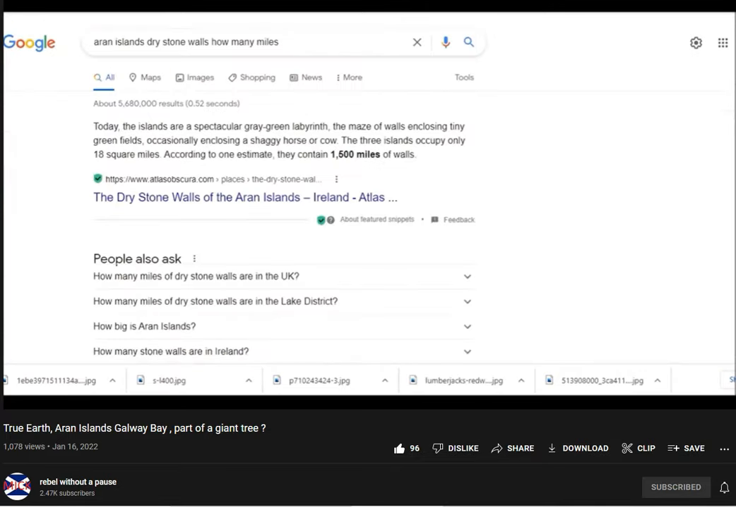Before we look, here's what they say. Today, the islands are a spectacular grey-green labyrinth. The maze of walls enclosing tiny green fields, and they mean tiny. Occasionally enclosing a shaggy horse or a cow. How quaint. The 3 islands occupy only 18 square miles. I stand corrected. According to one estimate, they contain 1,500 miles of walls. And I still think it's mind-blowing.